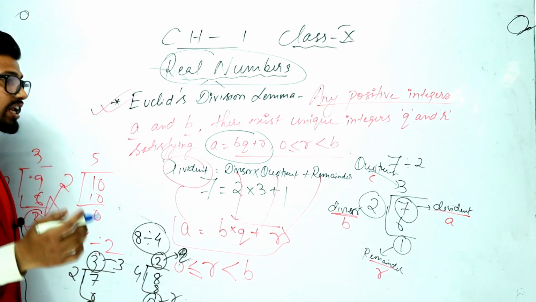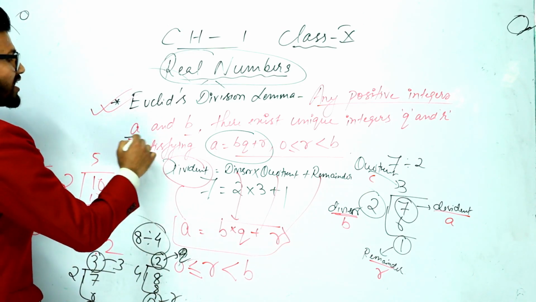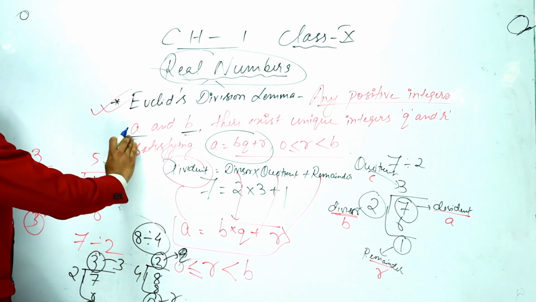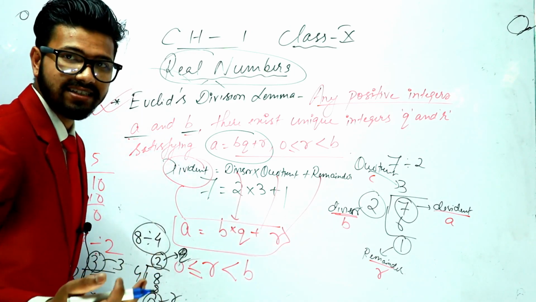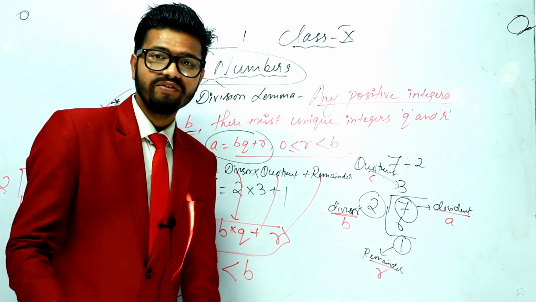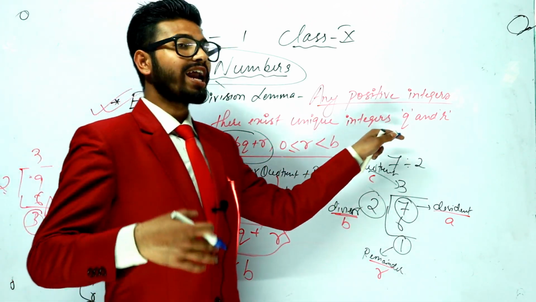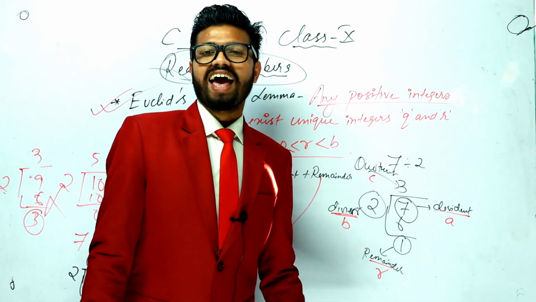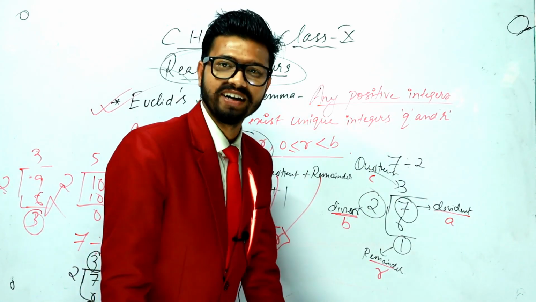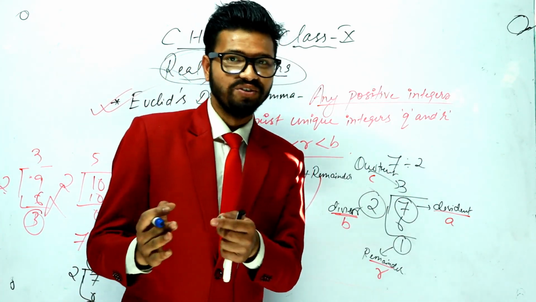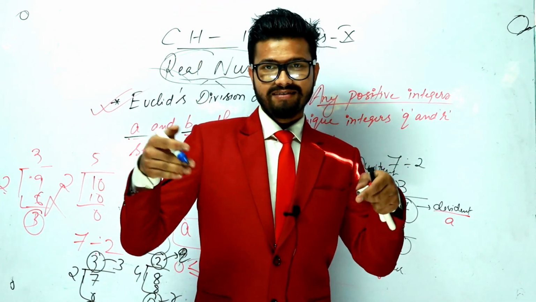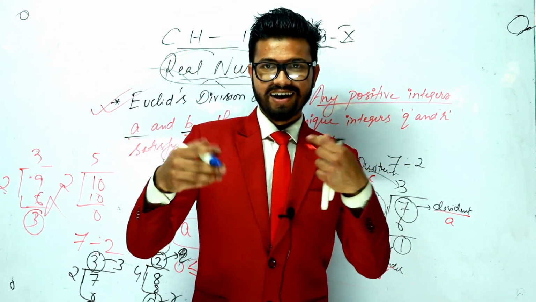That means for every different A and B, a dividend and divisor, there exists a unique, different quotient as well as remainder. I hope the point is clear to everybody. Still, if you are confused, the WhatsApp number is given. You can contact me directly.